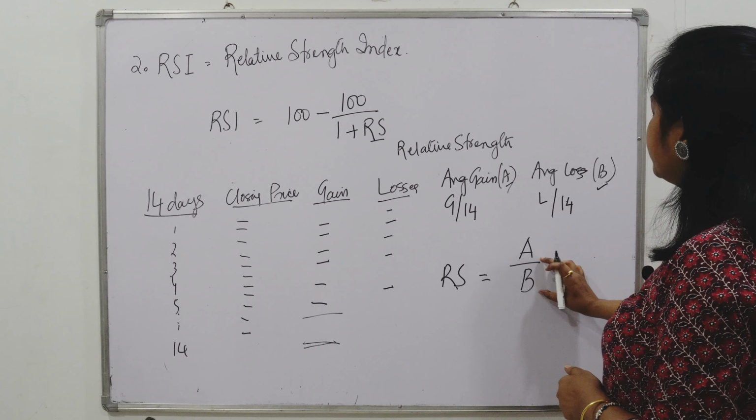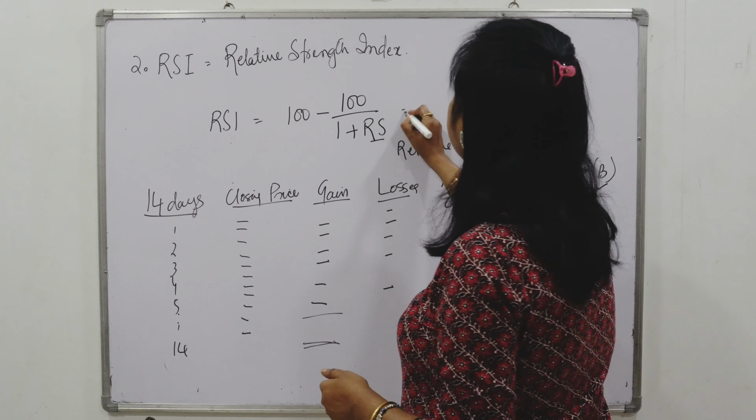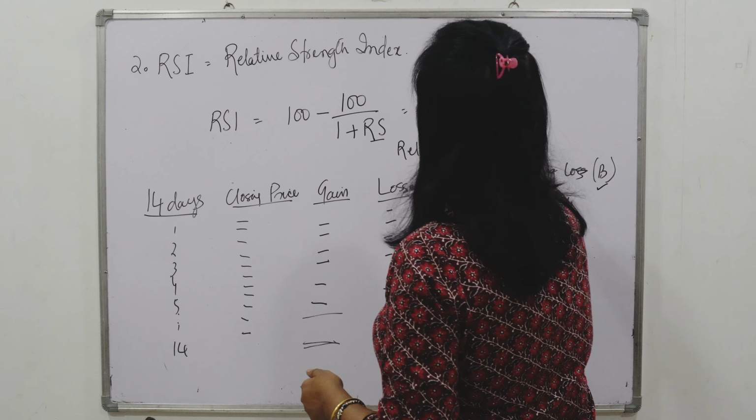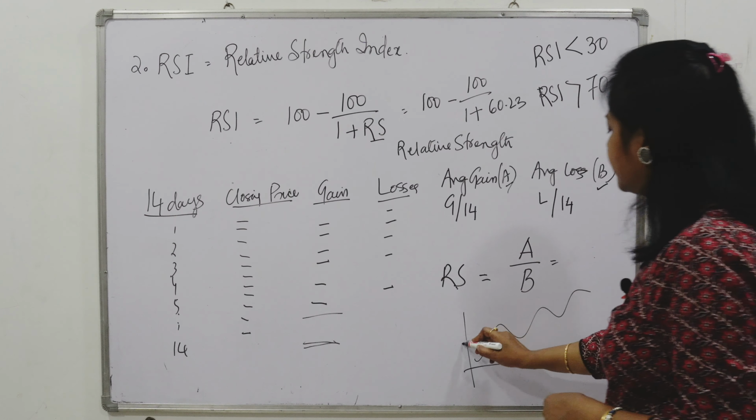So I get A divided by B, whatever value, say hypothetically we can get any value, and I will put it here: 100 minus 100 divided by 1 plus RS, so it could be say 60.23, this way we will find out. Now after that we will get a value. Now for this RSI value, we have a benchmark set: it can be less than 30, and there can be an RSI value which is greater than 70. If I find that the RSI value is greater than 70, if you plot it in the platform you will see there is a line.